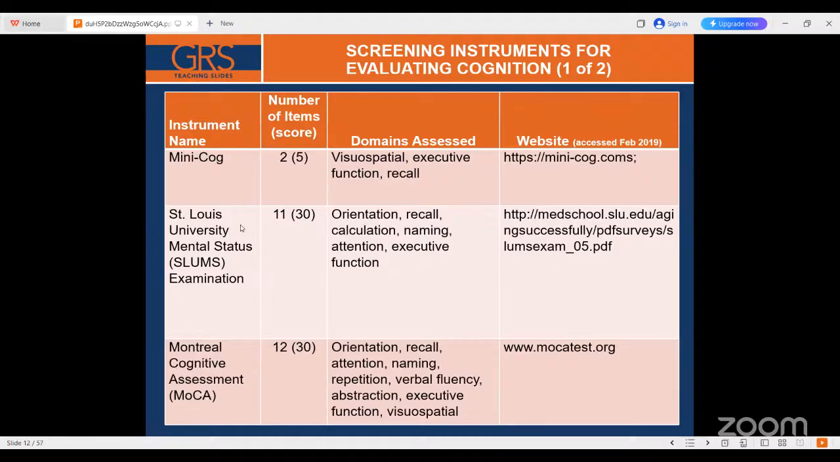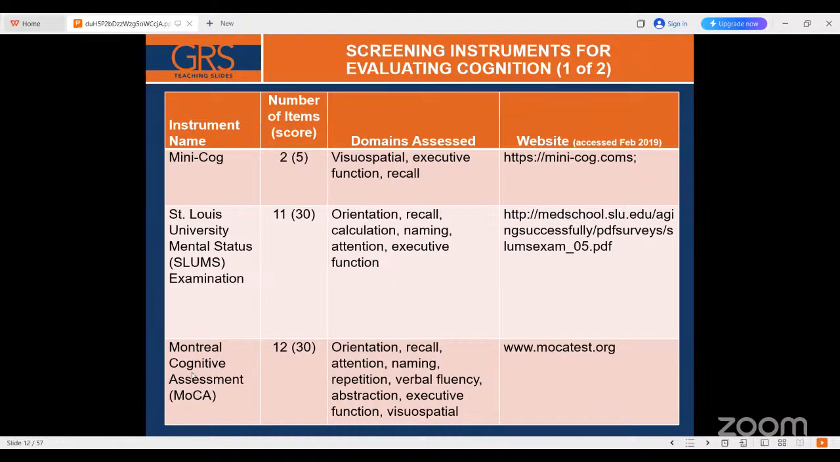Then the rest of the tests are scored out of 30, with less than 28 indicating impaired function, and less than 24 indicating severe cognitive impairment. We have at first the St. Louis University Mental Status examination. It has 11 items and is scored out of 30, as we said. It mainly assesses orientation, recall, calculation, naming, attention, and executive function.